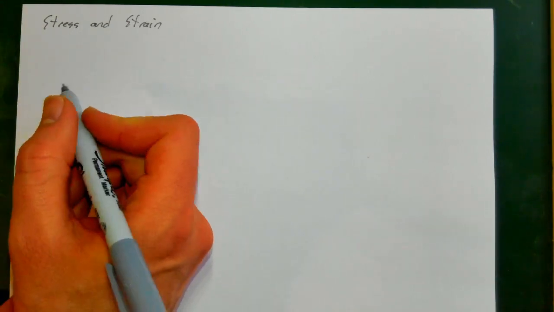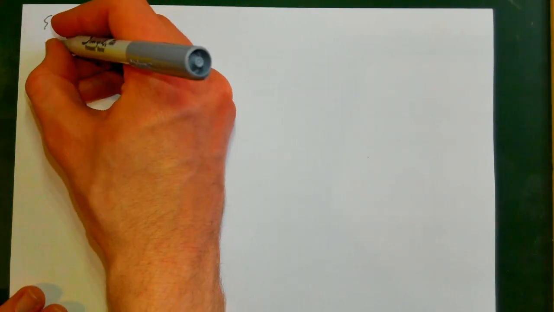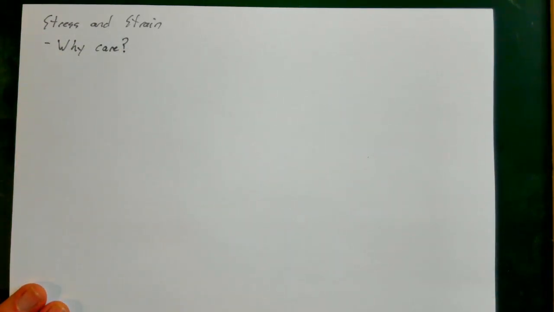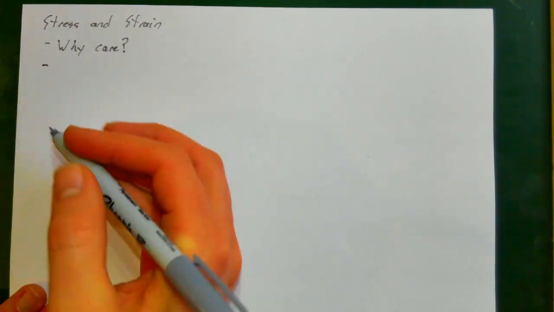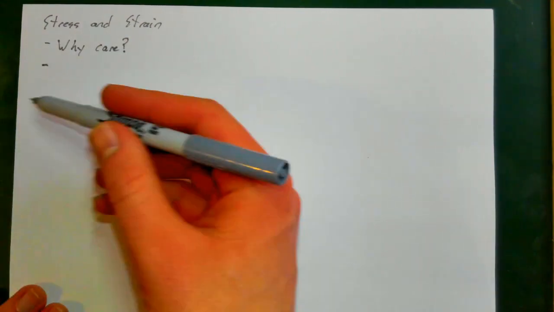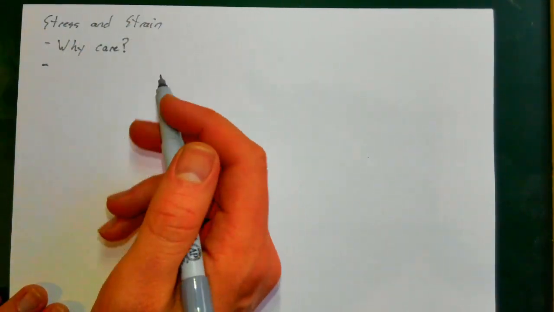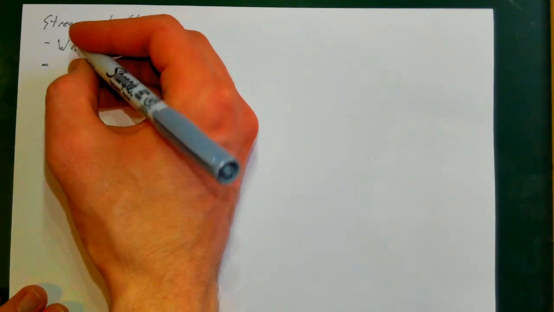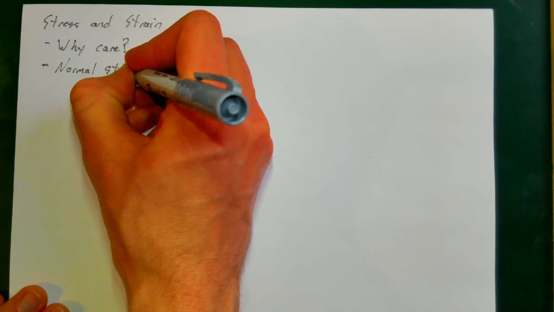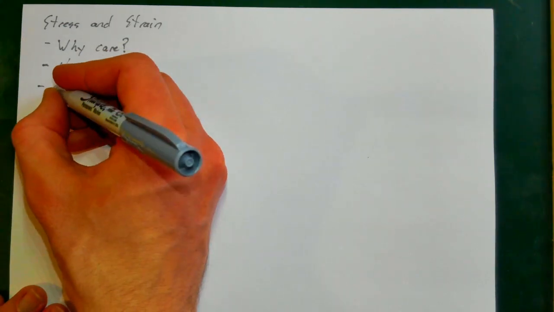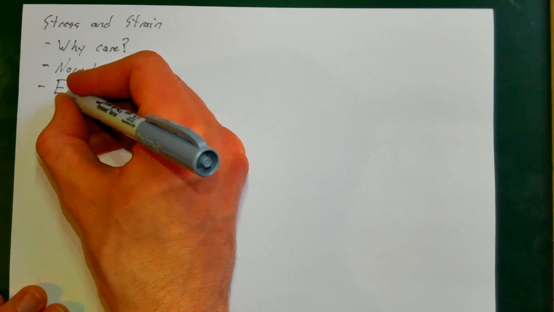So we're going to talk about stress and strain. The first thing we're going to do is elaborate a little bit more on why we might care about stress and strain in the context of bioengineering and biomaterials. Then we're going to proceed with a bunch of definitions related to stress and strain. There's not just one flavor of stress and there's not just one flavor of strain. First we'll talk about normal stress. And then we'll talk about strain, and in particular, engineering strain.